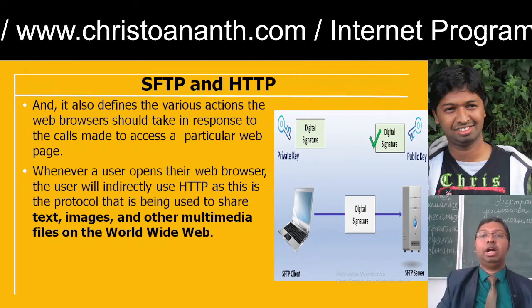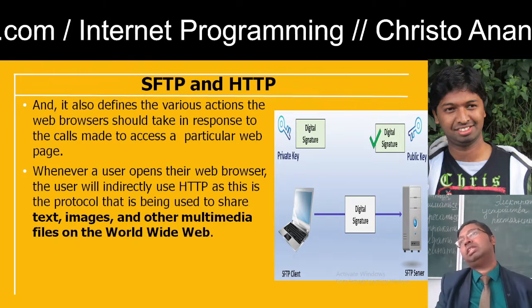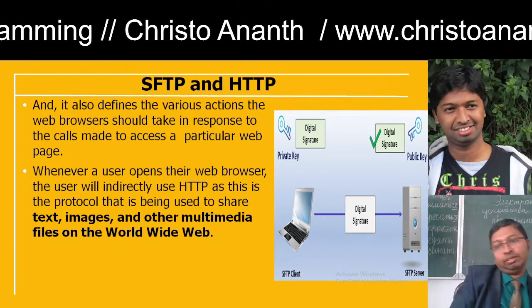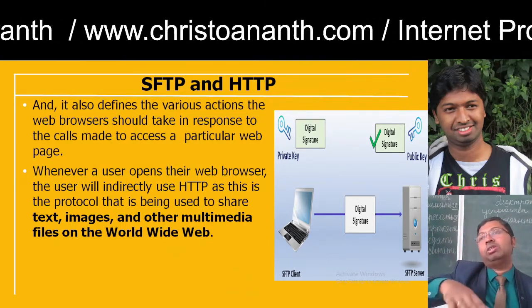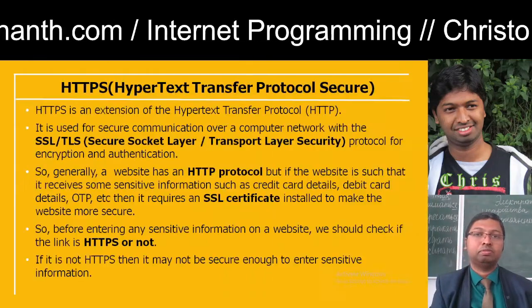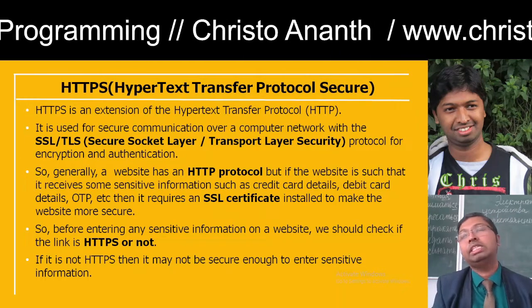So you have the digital signature where you have the private key, and then you have the digital signature which is the public key. Through this you can access the SFTP client to the SFTP server. So after logging in through the digital signature, then you can access the information.